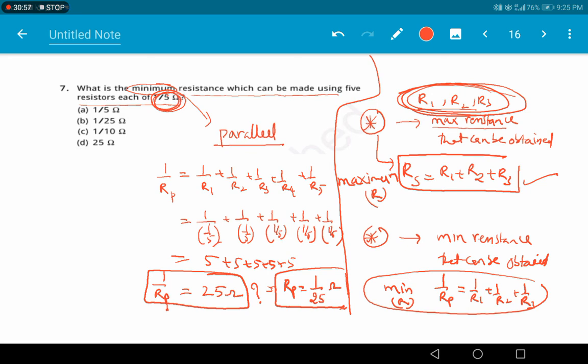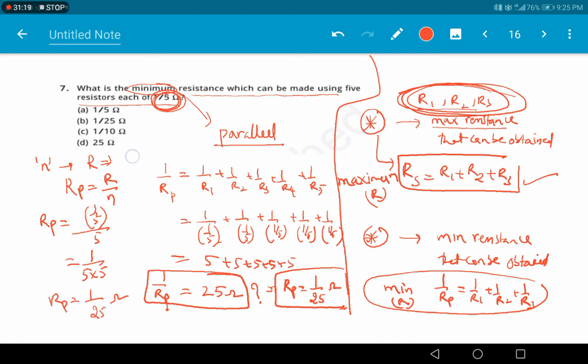Otherwise, simply I told you, if n number of resistors, each of resistance R, are connected in parallel, then the effective resistance will be R by n. So Rp is equal to R value 1 by 5, divided by 5. So 1 by 5 into 5. Therefore your answer will be 1 by 25 ohm. Either you can use this or you can use this. No issues. But you should remember that maximum should be connected in series, and minimum should be connected in parallel. That is the only one point you should remember. Right, let us move to the next one.